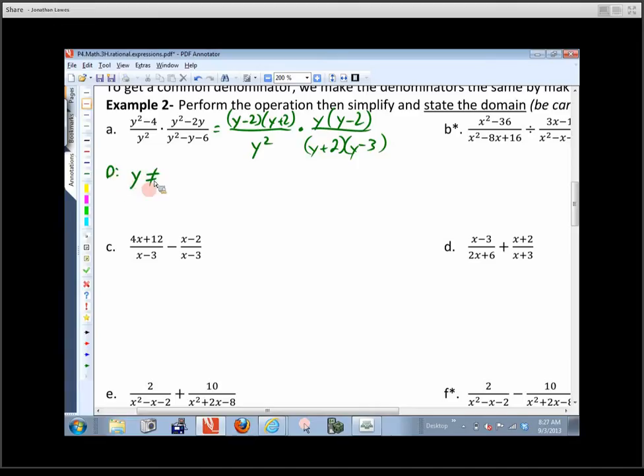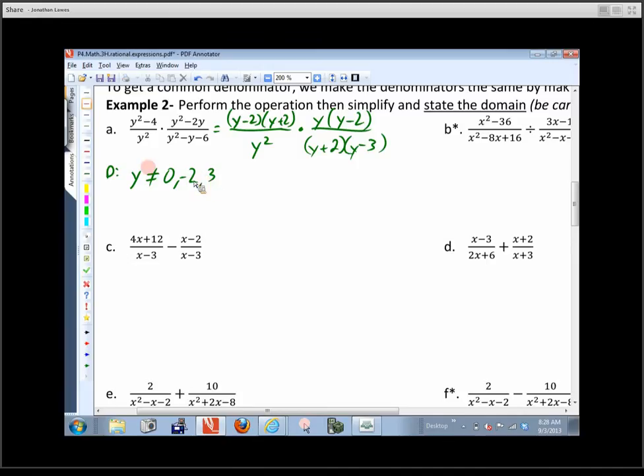Okay, let's figure out the domain. What numbers do we need to throw out? Let's take a good look. This is the original problem. What number can I not plug into this one right here? To the y squared? 0, okay? Got to throw out 0. Let's look at this next one, the y plus 2. What number would not be okay? What would make y plus 2 equal to 0? -2. We'll throw that one out. And how about this one right here?